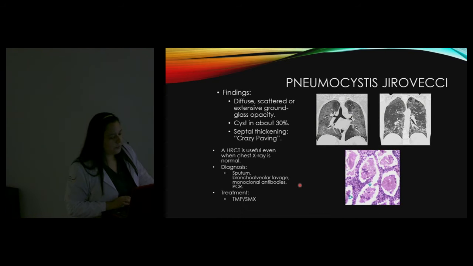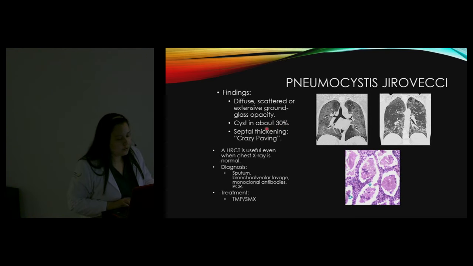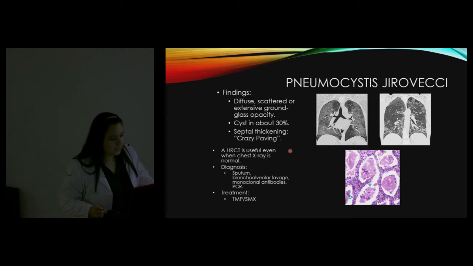Okay, so other findings of pneumocystis jirovecii are diffuse, scattered, or extensive ground glass opacity, cysts in about, as I told you, 30% of the cases, and there also can be septal thickening characterizing crazy paving. Even when the chest X-ray is normal, it's important for us to take a high-resolution CT scan. Diagnosis of this pathology can be through sputum, bronchoalveolar lavage, monoclonal antibodies, or PCR, and the treatment is, as we know, trimethoprim-sulfamethoxazole.